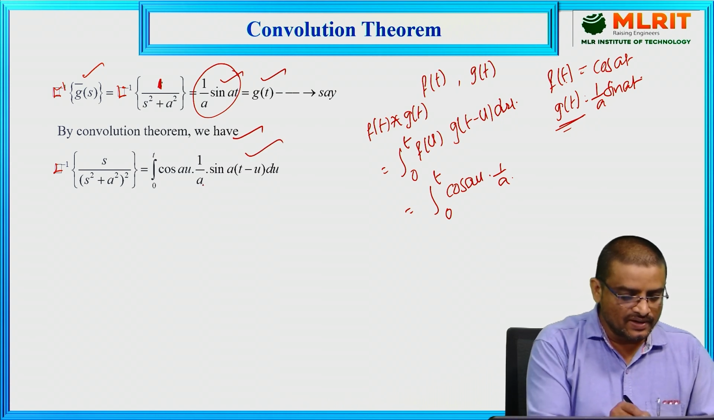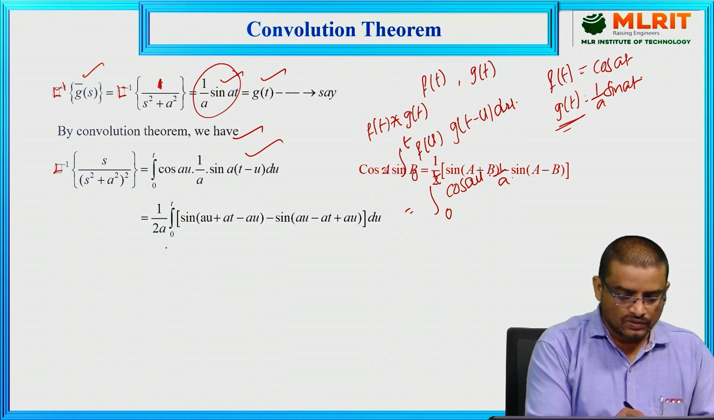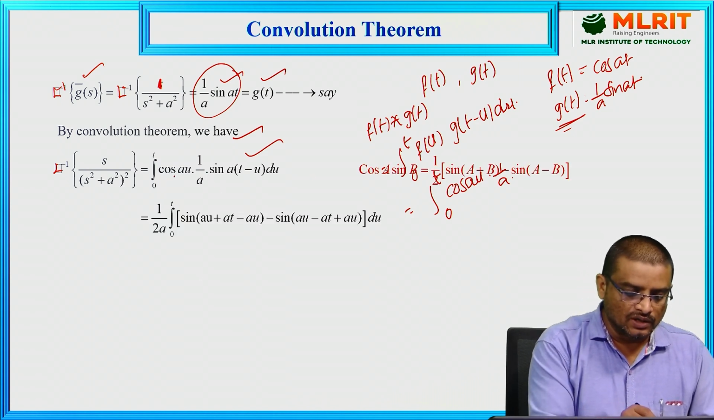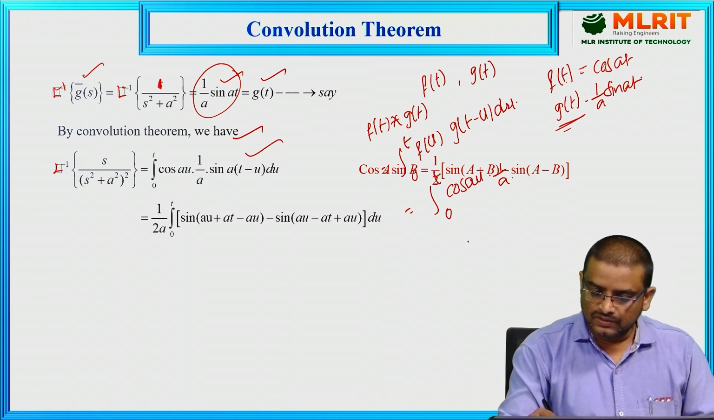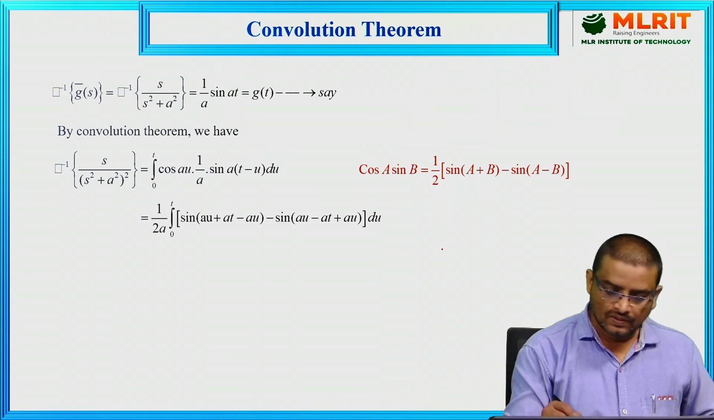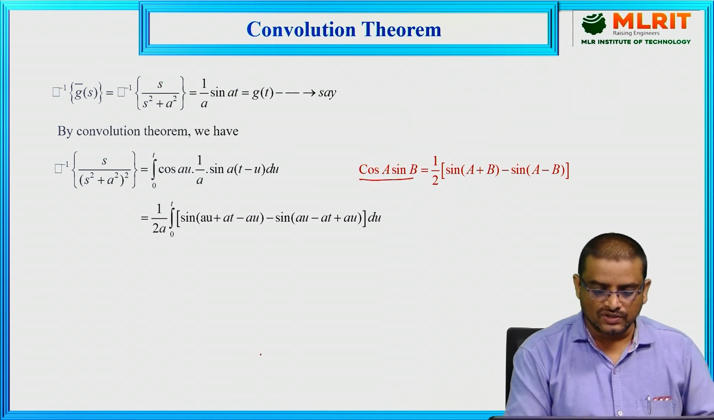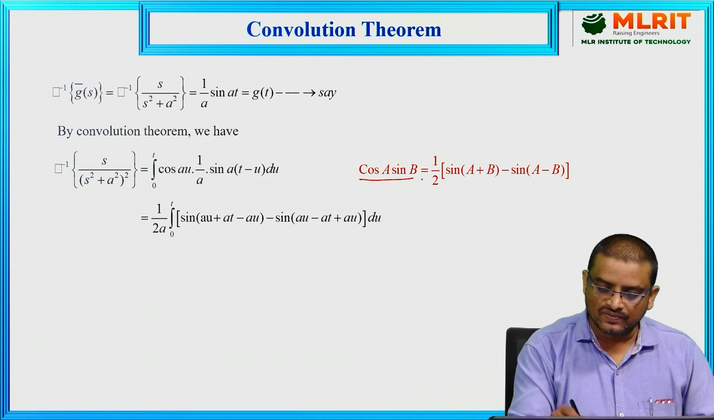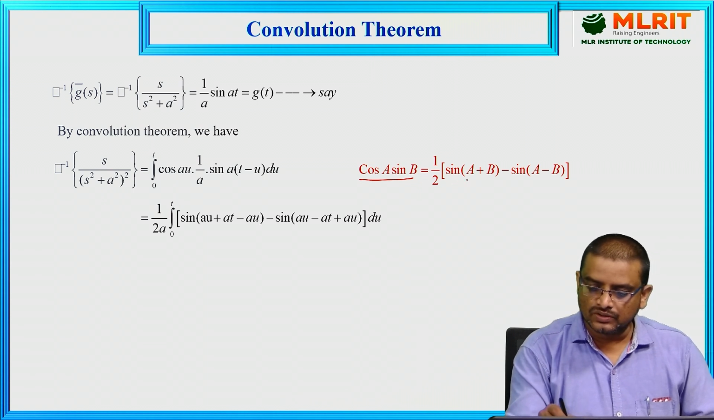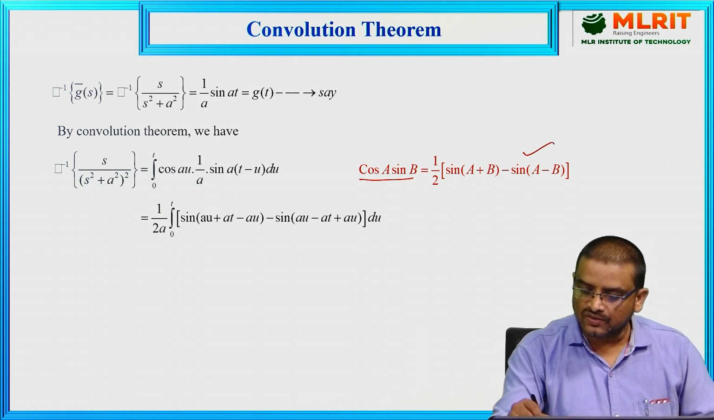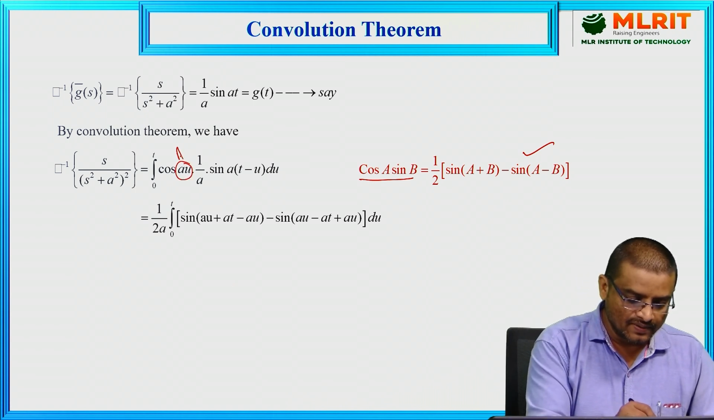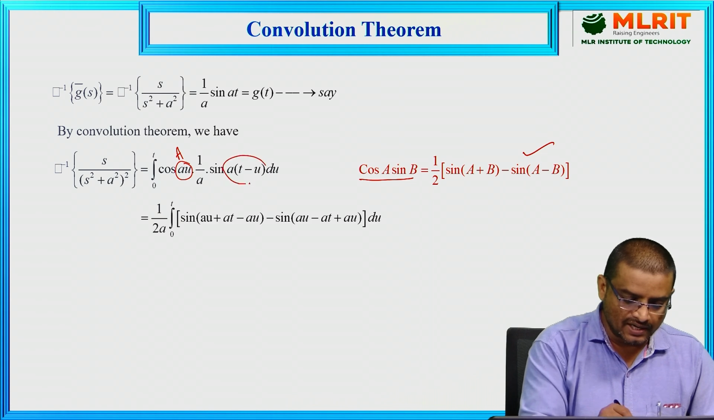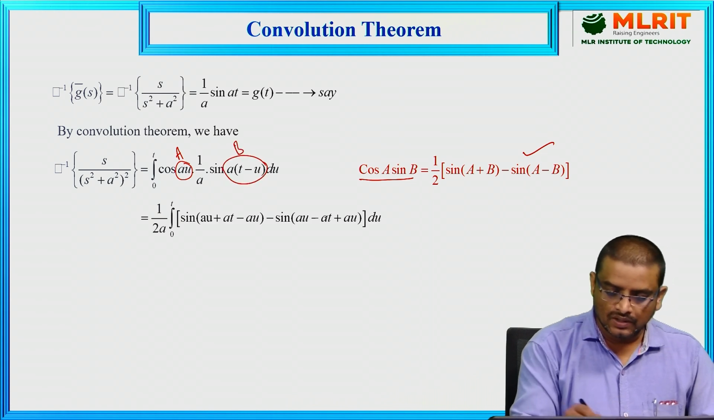Now simplify. You take that 1 by a outside. Once you take this 1 by a outside, you will get cos a sin b form. We have the formula for this: 1 by 2 into sin of a plus b minus sin of a minus b. Now you consider this au as capital A and you consider this entire value as b. Now you apply this formula.